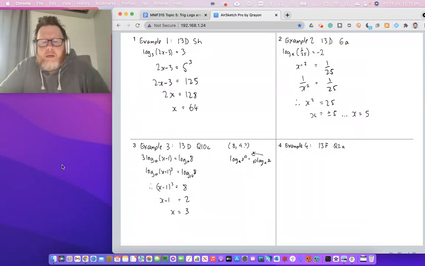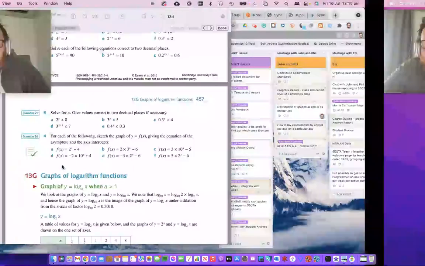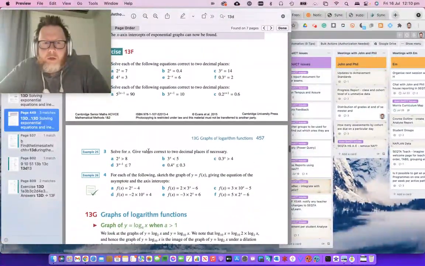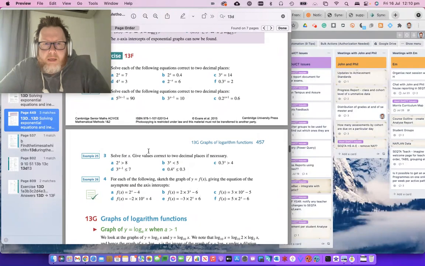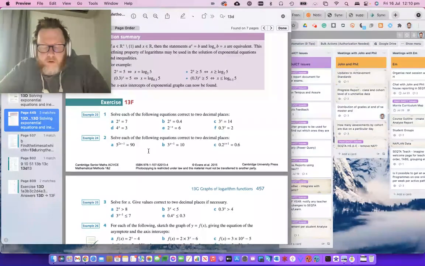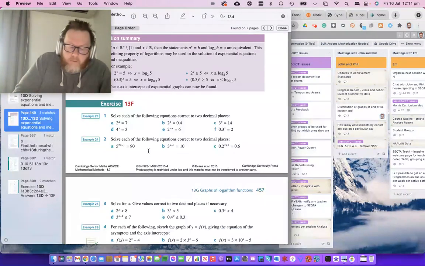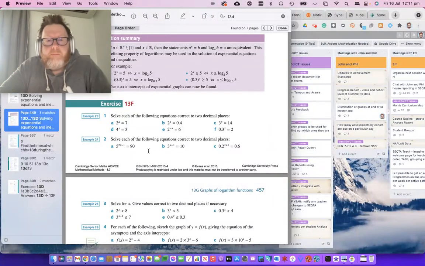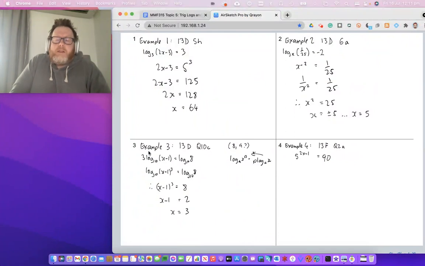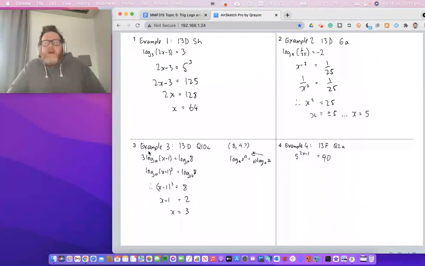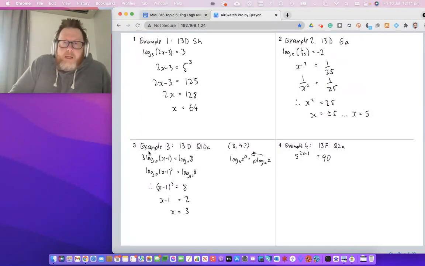Example 4. Oh, I didn't write it in. Let me just go to the textbook and work out which one I cleverly decided I would go for. So example 4 is 13F question 2a, and that is 5 to the power of 2x minus 1 is equal to 90. The instructions in the textbook are that you are to solve for x to 2 decimal places because there's only a limited amount of things we can do at this point.